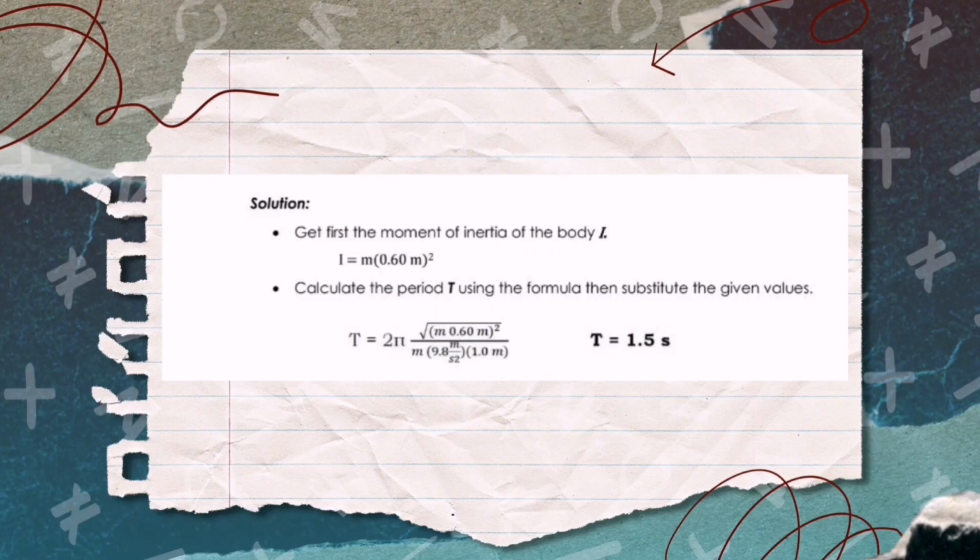Note that the page shows T is equal to 1.5 seconds, which suggests a possible typo. If we solve backward, the correct radius of gyration that matches T equal to 1.5 seconds, or 7.5 centimeters, would be around k is equal to 0.075 meter.